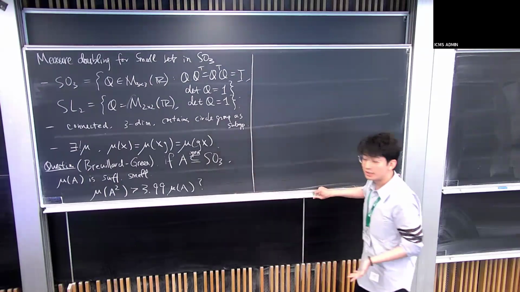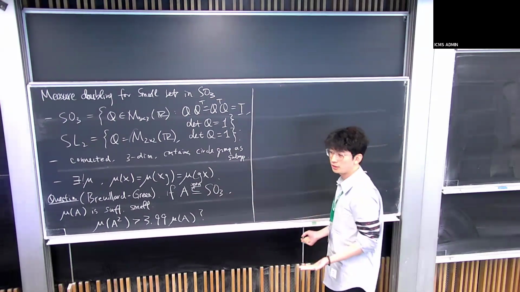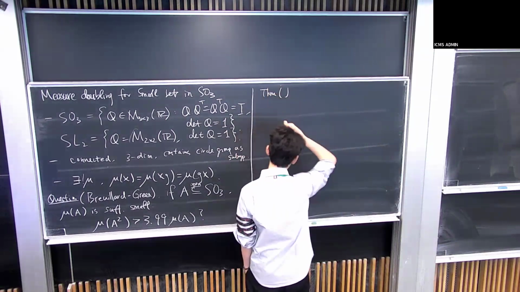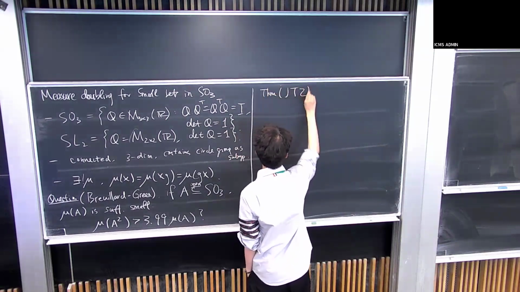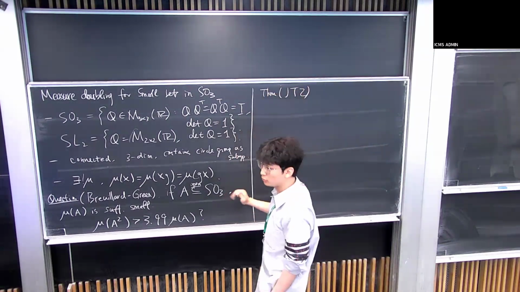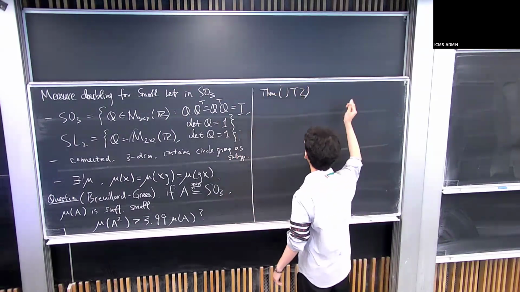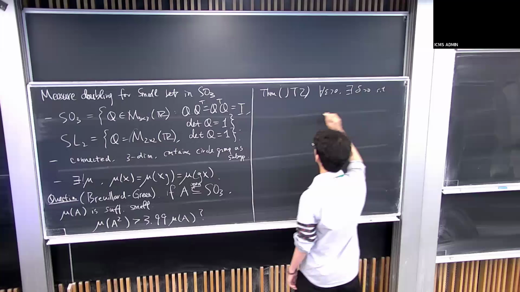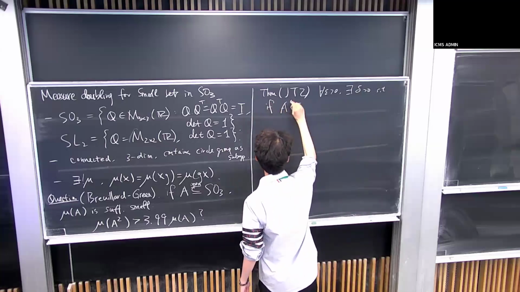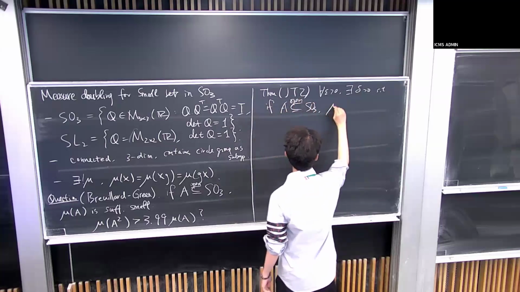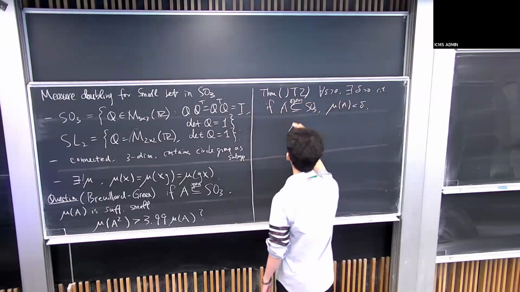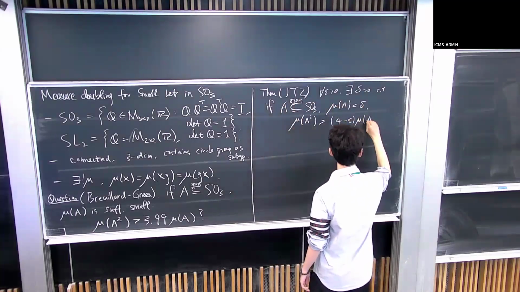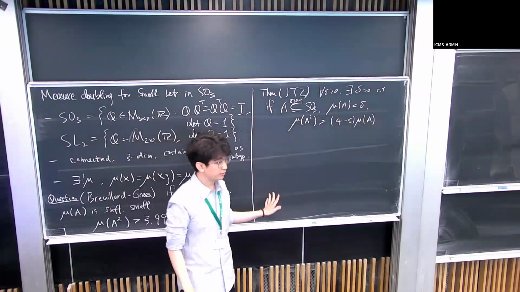Maybe I should just write down the result first, and then talk more about motivations and how we prove the result. I want to mention the theorem by myself, Min and Risham. We essentially show this is true. Yes, it is true. So maybe I write it in this way. For every epsilon, there exists delta such that if A is an open subset of SO3R with measure smaller than delta, we have mu(A squared) is bigger than 4 minus epsilon times mu(A). So this is the statement.